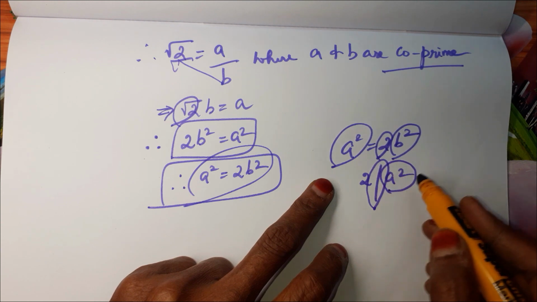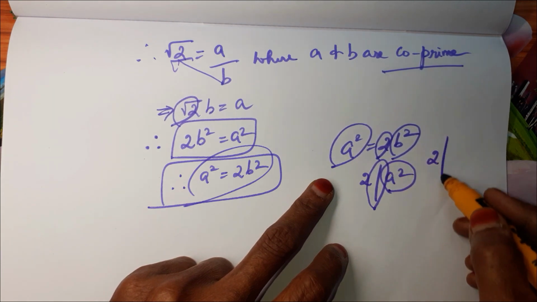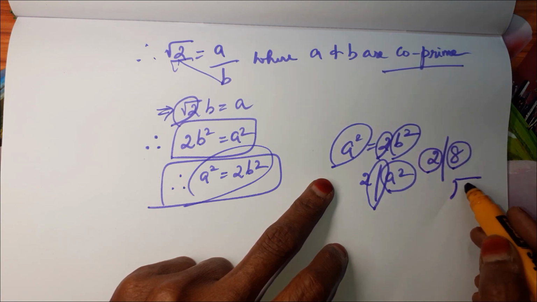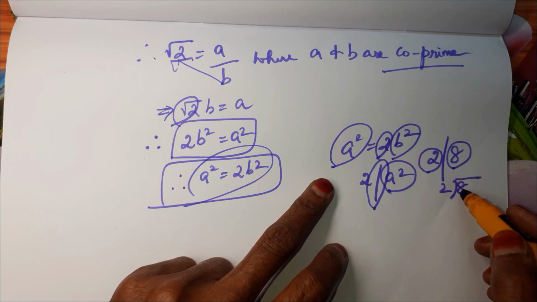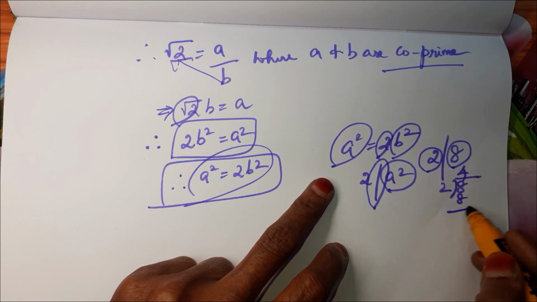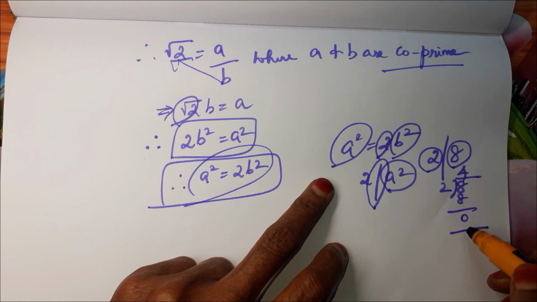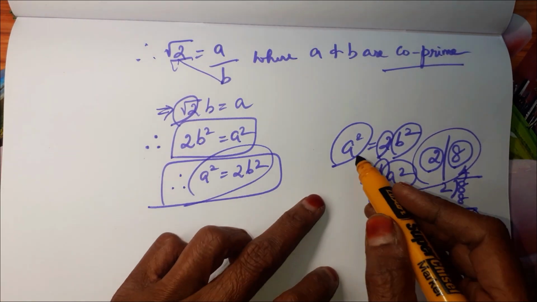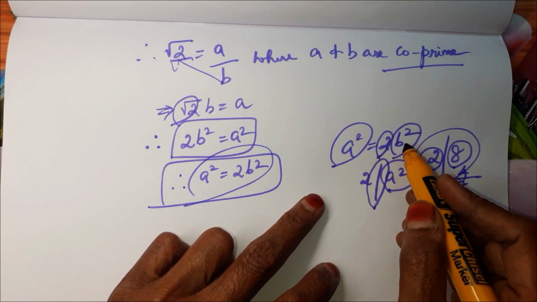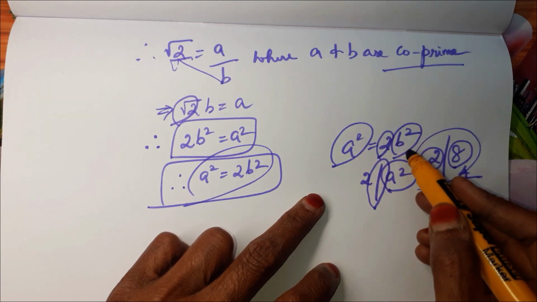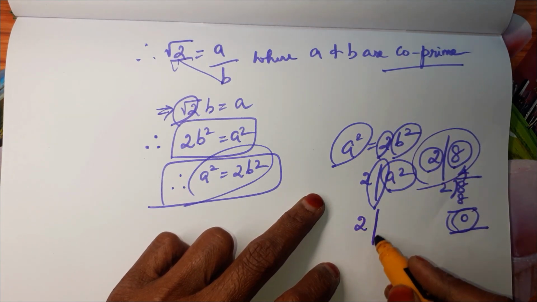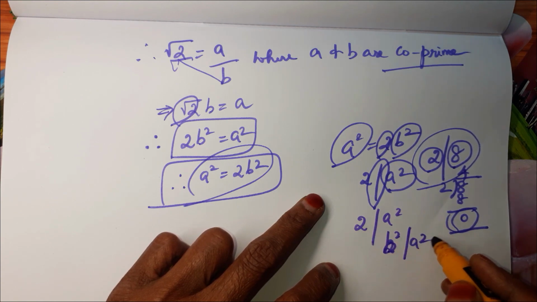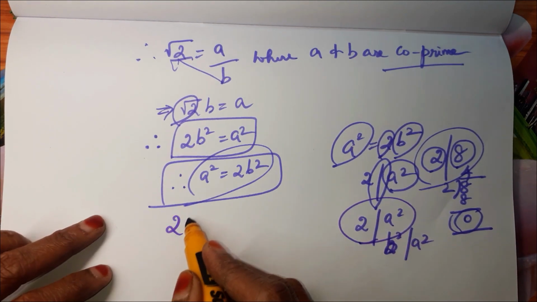For example, I can say 2 divides 8. When we divide 8 by 2, we get the remainder 0. In that case, when we get the remainder 0, we can say 2 divides 8. Like that, a squared is a product of 2 and b squared. So 2 is one factor and b squared is another factor. So we can say 2 divides a squared. We are taking this one: 2 divides a squared.